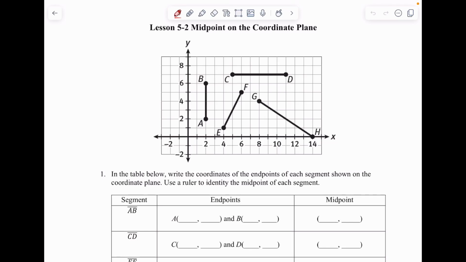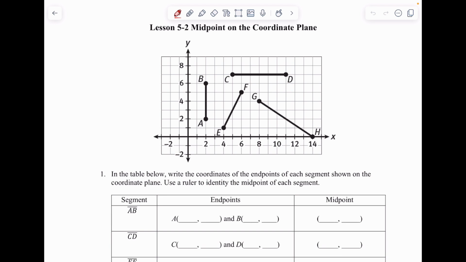Hi everyone, and welcome to this video going over lesson 5.2, midpoint on the coordinate plane. In the last video, we talked about how we can find the distance between two coordinate points. And in this video, we are going to talk about the midpoint formula that can help us find the coordinates of the midpoint for a segment graphed on the coordinate plane.